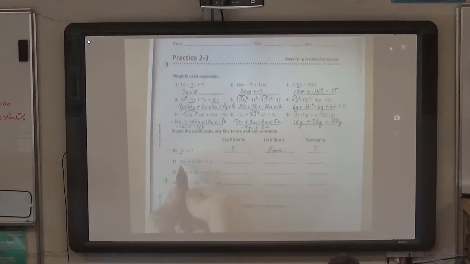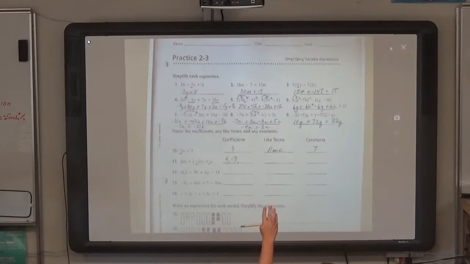The coefficients in number 11, there's 3 of them. 4, -3, what's the last one? Tyler? 0. Are there 0 n's? Oh wait. Be 1. 1 n.